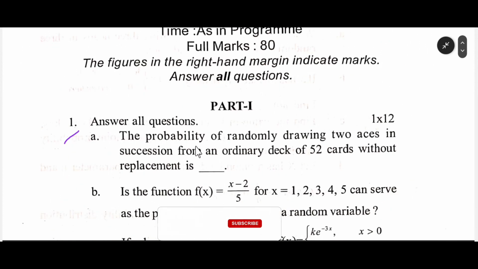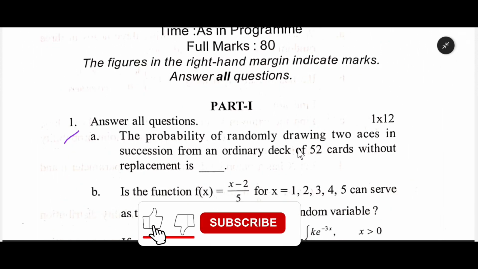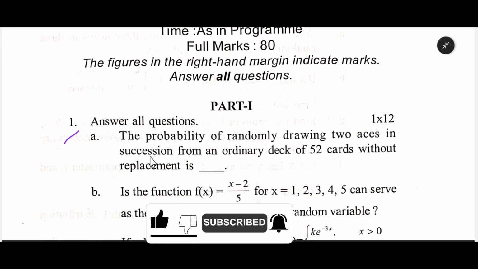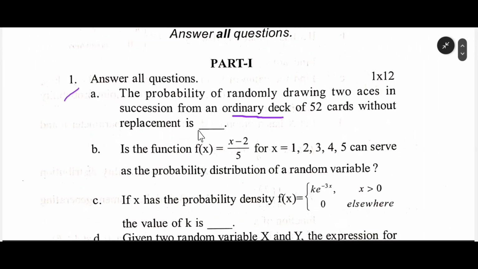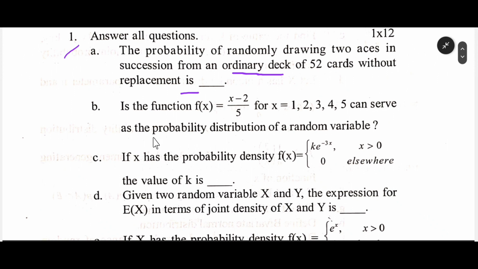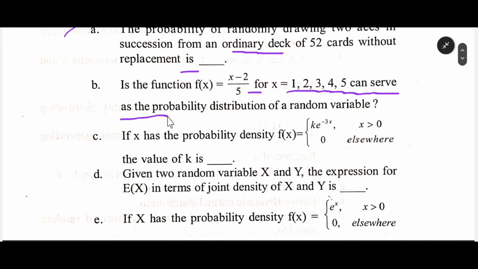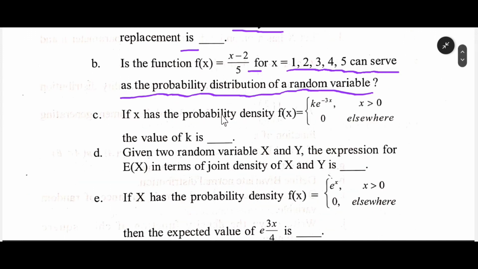Number 1. The probability of randomly drawing two aces in succession from an ordinary deck of 52 cards without replacement is just dash. Is the function f of x equal to (x minus 2) over 5 for x equal to 1, 2, 3, 5 cubes can serve as the probability distribution of a random variable.